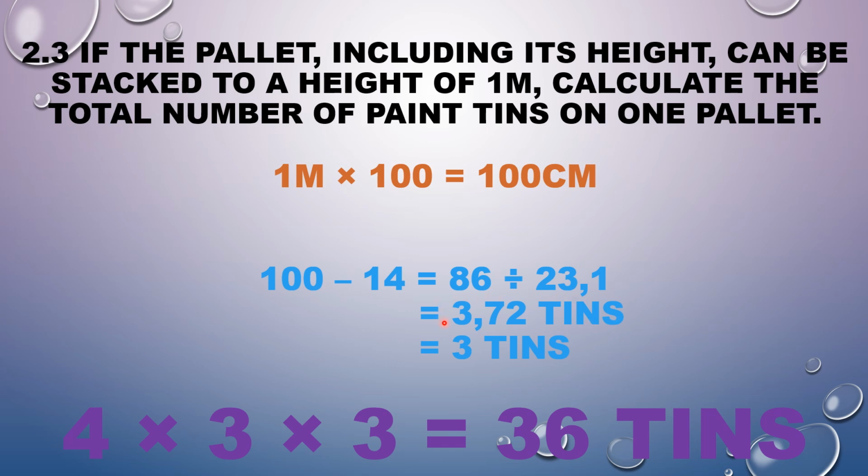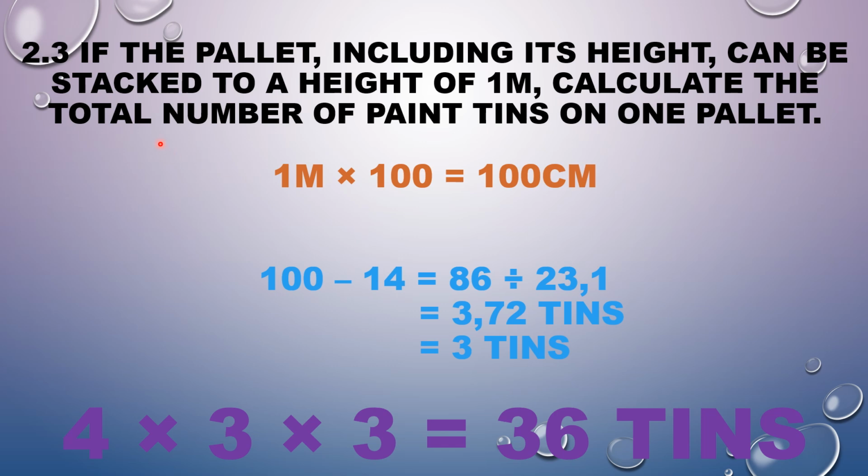Again, because of the context, I need to round down. Remember, if I round up to 4 tins, the fourth tin will not have enough space to fit. So I'm going to take it down to 3 tins.